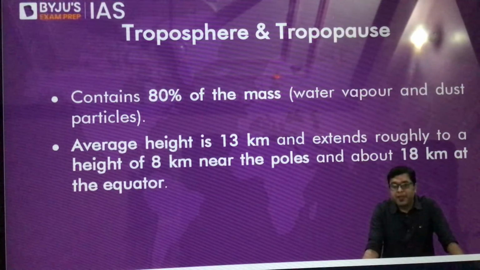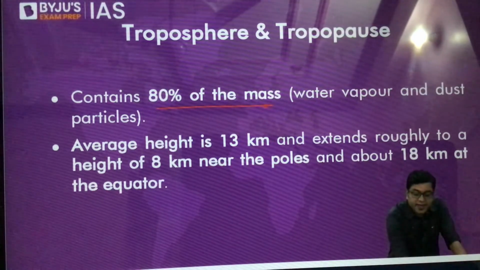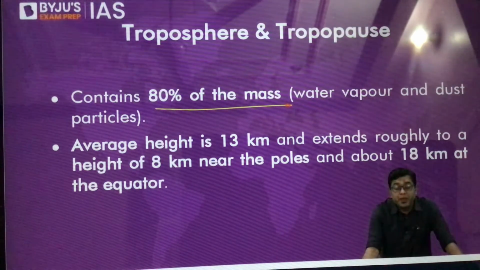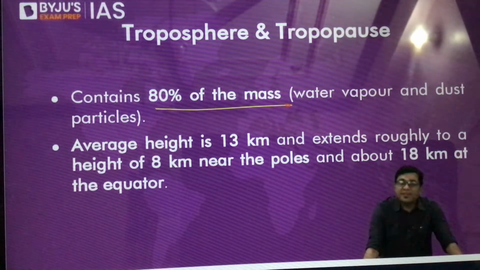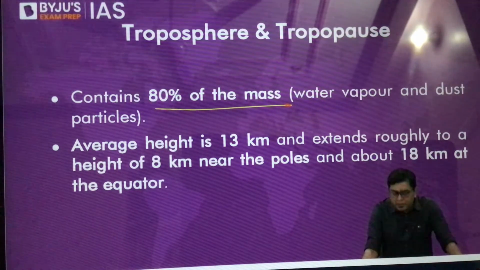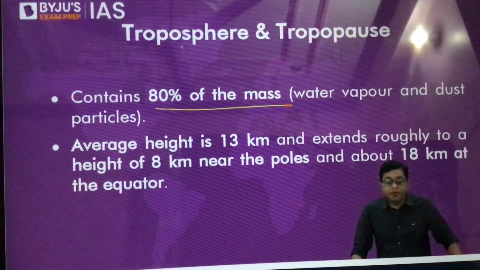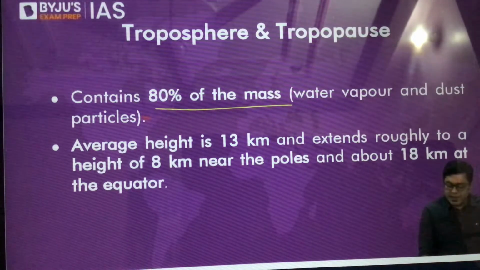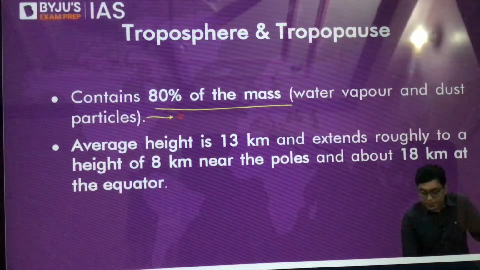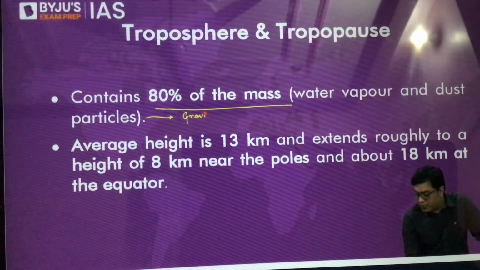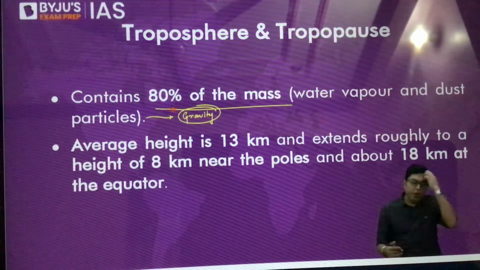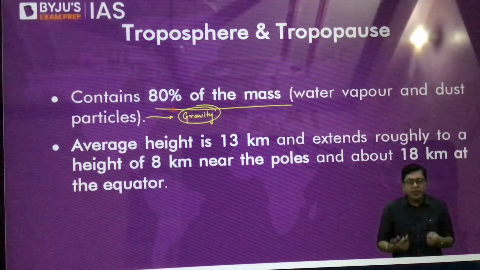Now, the troposphere is the layer which contains 80% of the mass of the atmosphere. So the majority of the atmospheric mass, be it water vapor, gases, or the various dust particles, is restricted closest to the Earth's surface. Why? Because of the force of gravity. So why does it contain 80% of the mass? Because gravity is responsible for this. Gravitational pull will pull everything closest to the surface.